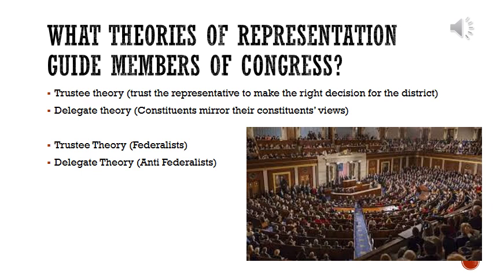Today in 2019, the most popular theory is just the trustee theory, because of the size and scope of the congressional districts nowadays. It's just very, very different than how it was back in 1790. The likelihood of you actually knowing your representative in 1790 was very, very high. The likelihood of you even seeing your representative today is very, very low. So these are the two theories, but today the trustee theory is the one that most congressmen use.